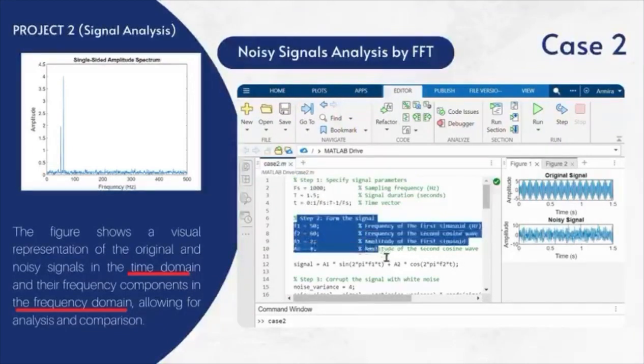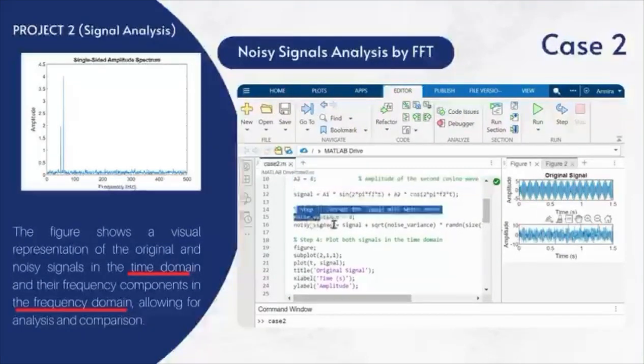Step 2 is to form the signal. Here we have two sinusoidal signals with different frequencies, which are F1 equals 50 Hz and F2 equals 60 Hz. Amplitudes A1 and A2 are set for each sinusoid. The original signal is formed by combining these sinusoids.